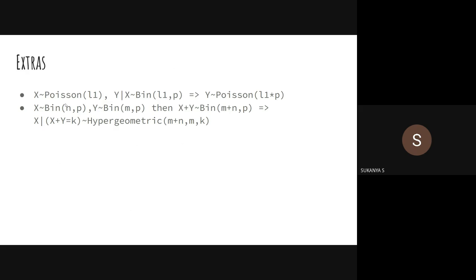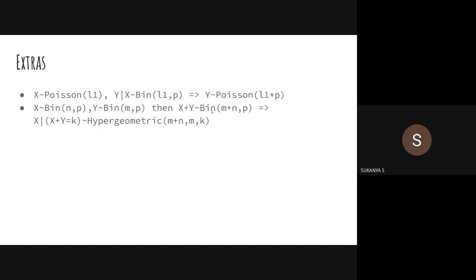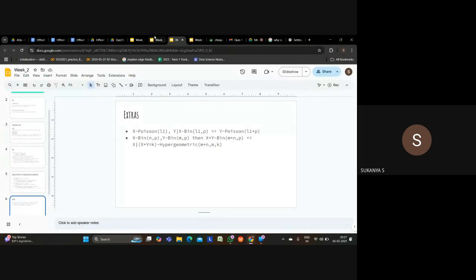If X is Poisson and Y given X is a binomial distribution, then Y is Poisson. Or if you have X and Y as Poisson, then you can again say Y given X is going to be a binomial distribution. Similarly, if X and Y are binomial, then by the previous property, called the additive property, X plus Y is binomial. Now X given X plus Y, the conditional distribution, is going to be a hypergeometric distribution.